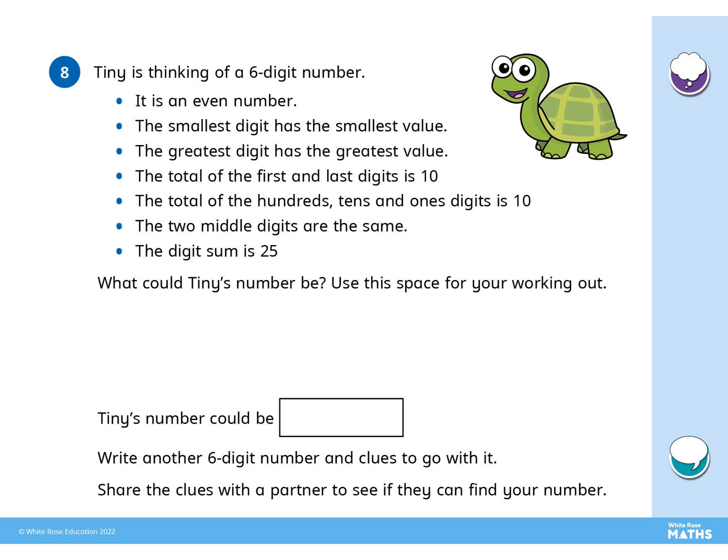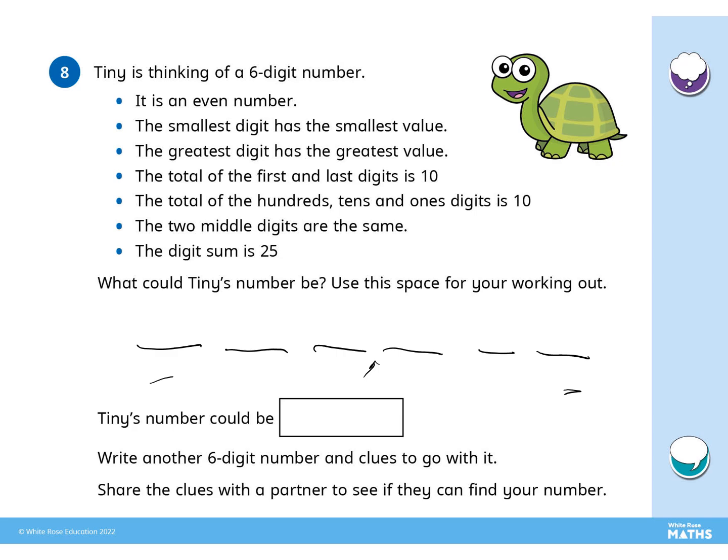For our last question, it's a bit of problem solving. Tiny is thinking of a 6-digit number. Let's start by making 6 lines then. Okay, let's separate that because it's a thousands number. It's an even number. The smallest digit has the smallest value. The greatest digit has the greatest value. The total of the first and last digit is 10. This is my last and that's my first. The total of the hundreds, tens and ones digit is 10. The two middle digits are the same and the digit sum is 25. So if we add all the numbers together, we'll end up getting 25.